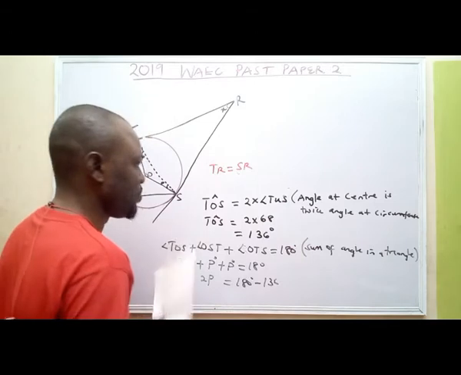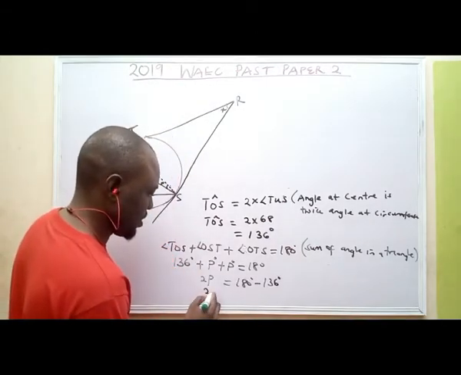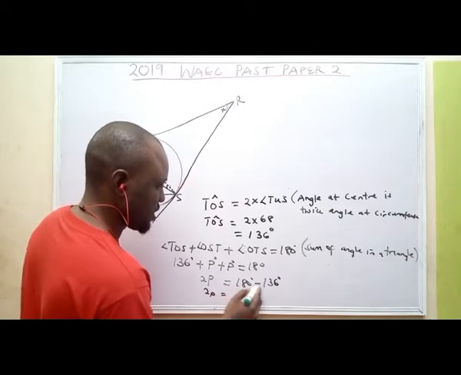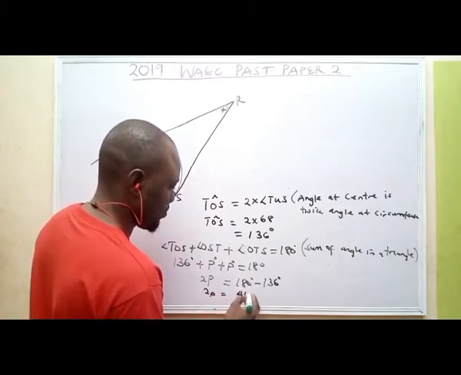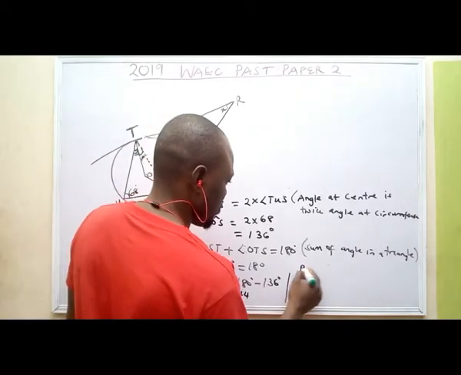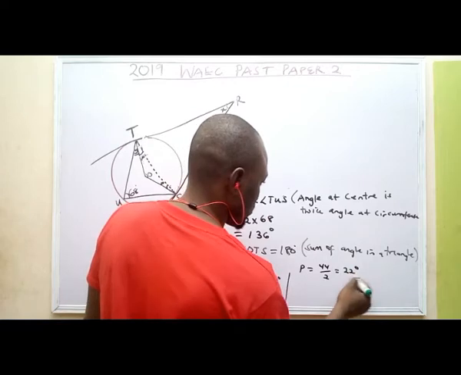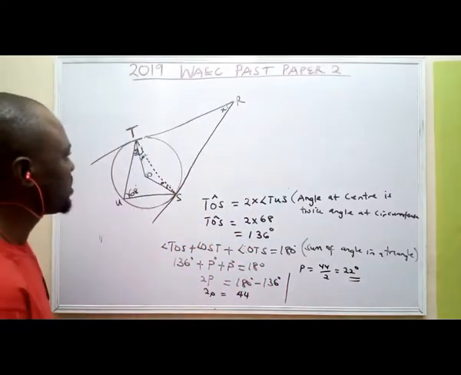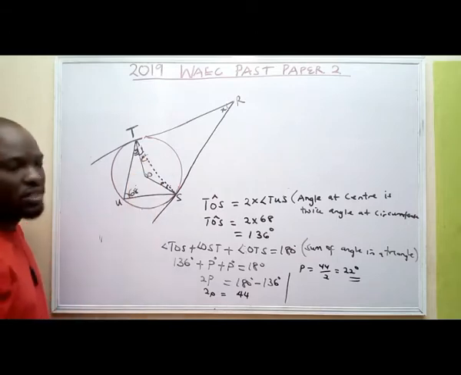So what will be P? 2P will be equal to 180 minus 136, which gives us 44. So P will be 44 divided by 2, so P is 22 degrees. Now since P is 22 degrees, it means that this angle here is 22 degrees.